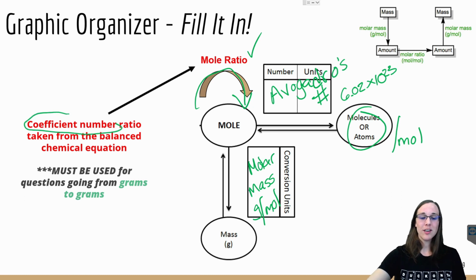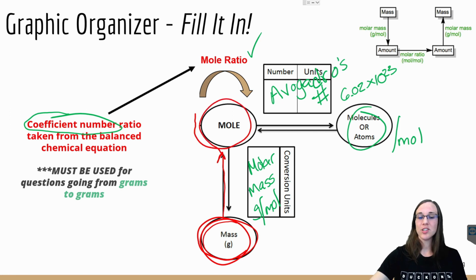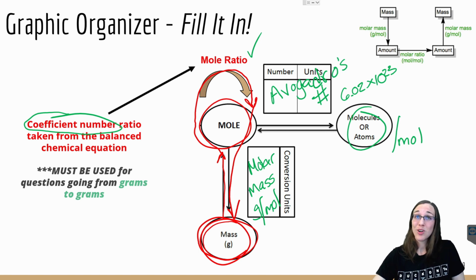The coefficient numbers are taken from the balanced chemical equation. This is what we must do anytime we're going from grams of one chemical to grams of another. So for example, if we have grams of oxygen from our quick review problem, we would have to go to moles of the oxygen using the mole ratio, then go back down to figure out the mass of our product, MgO, if we were starting with O2 going to MgO.